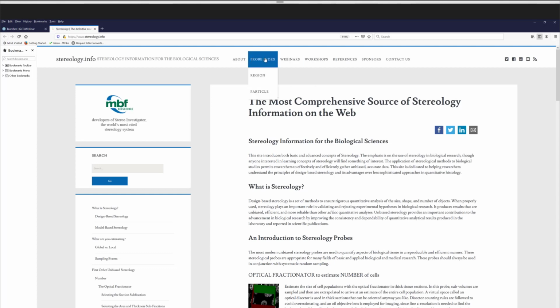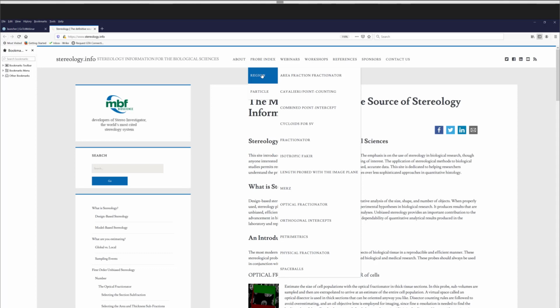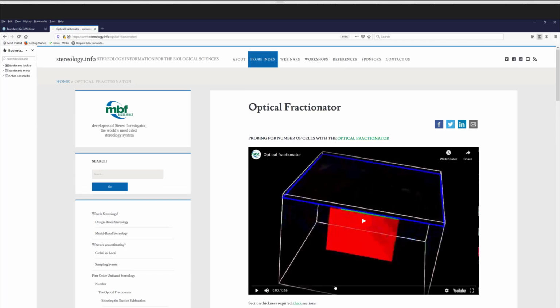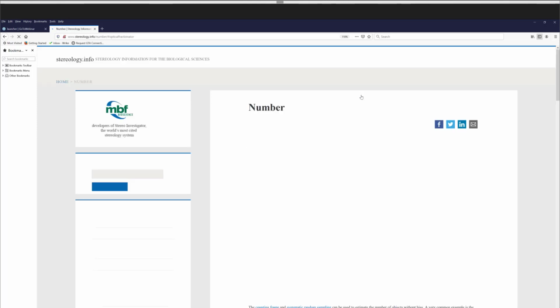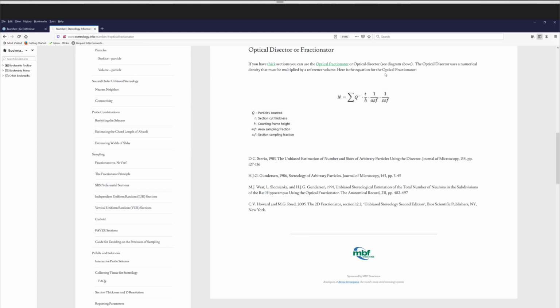I want to show you one way to search. Here's the probe index. It's broken down to regions and particles. For instance, if you know the name of the probe, if you know that you want to use the optical fractionator, you can click here. It will bring you to an image of the optical fractionator. It will show that the optical fractionator is to estimate number of cells and that we need thick sections. If I click here, it brings me to guidelines about estimating number, and it tells the formula for the optical fractionator and gives the references.